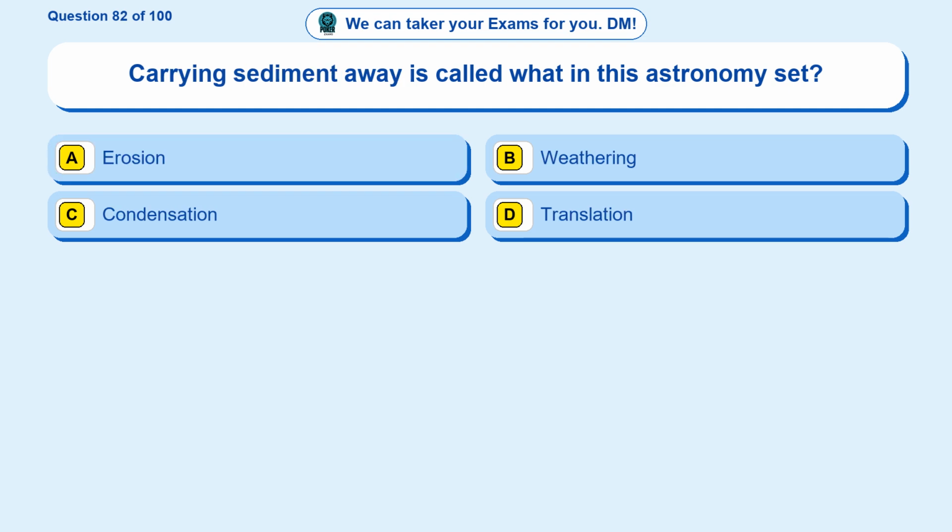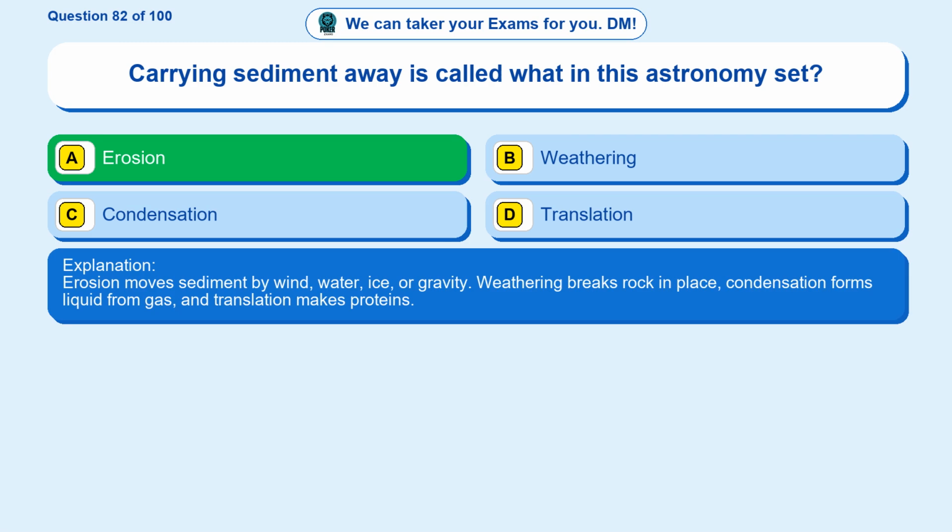Question 82. Carrying sediment away is called what in this astronomy set? Option A, erosion. Option B, weathering. Option C, condensation. Option D, translation. The correct answer is option A, erosion. Erosion moves sediment by wind, water, ice, or gravity. Weathering breaks rock in place, condensation forms liquid from gas, and translation makes proteins.